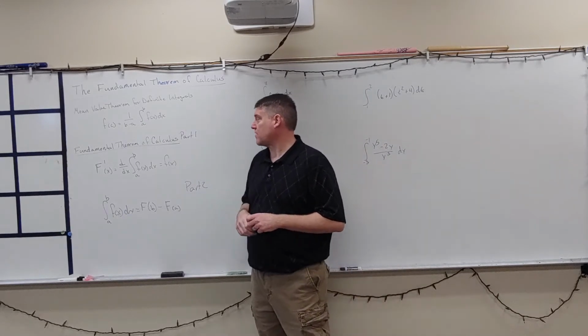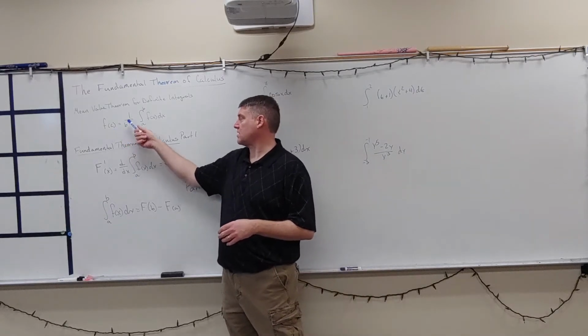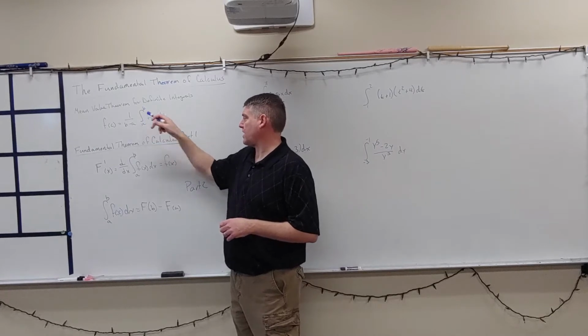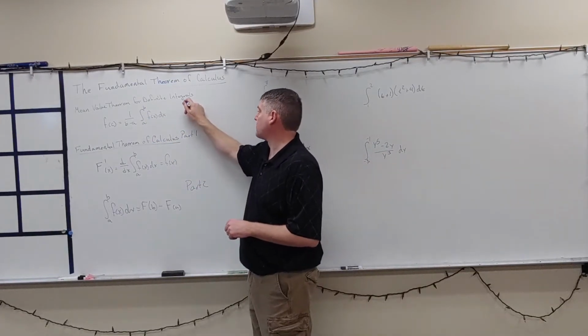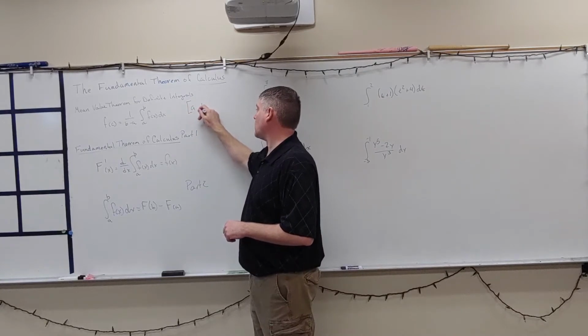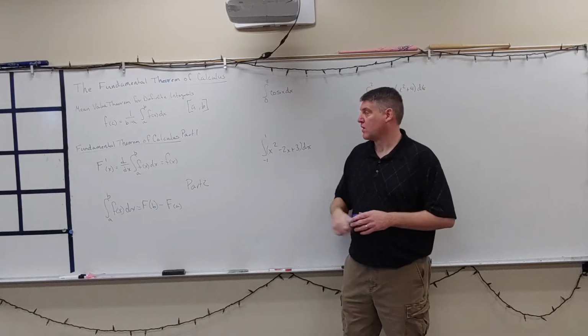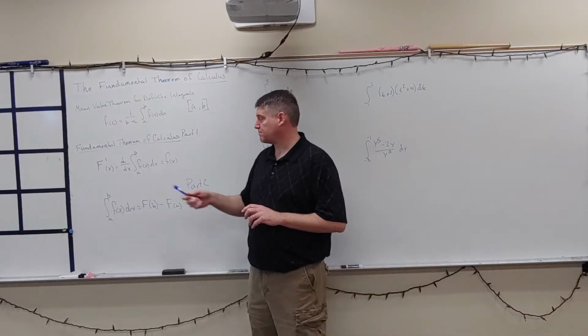So the mean value theorem for definite integrals, we looked at this: f of c equals 1 over b minus a times the integral from a to b of f of x dx. So we know we have this function, we know this is the case, and c is somewhere between a and b. We can find that when we take the antiderivative.